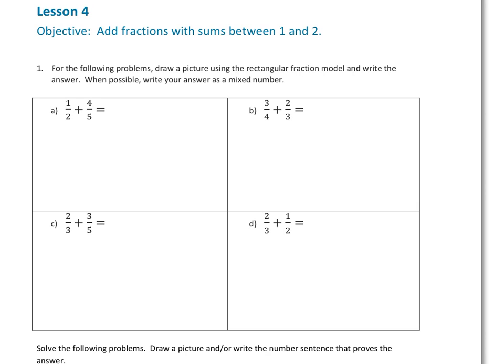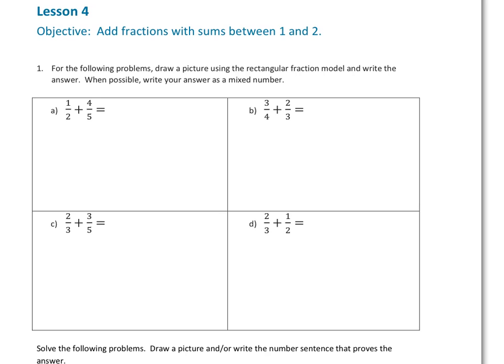Today we're going to take a look at Lesson 4 of Module 3. The objective says, add fractions with sums between 1 and 2. Number 1. For the following problems, draw a picture using the rectangular fraction model and write the answer. When possible, write your answer as a mixed number.